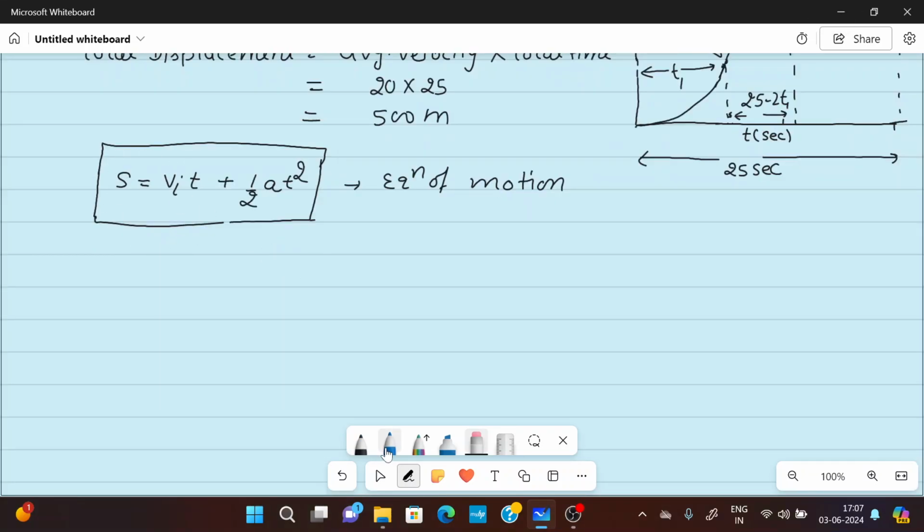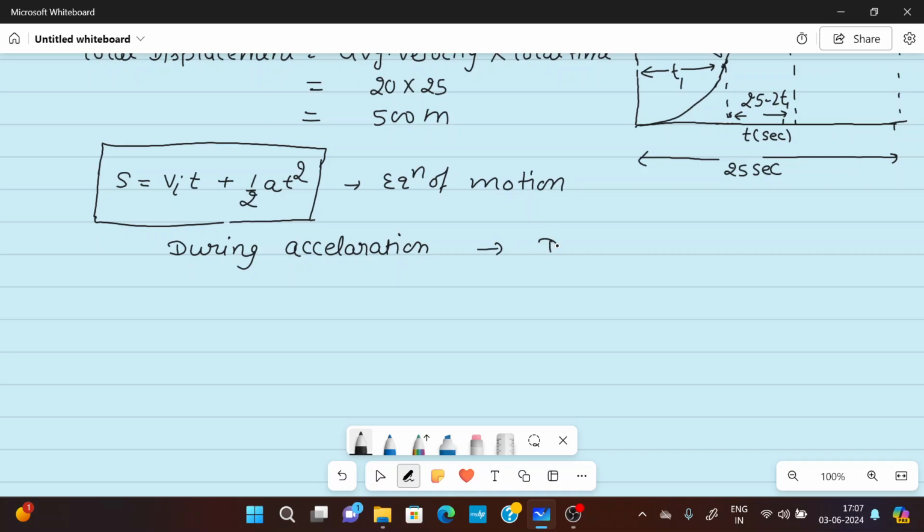Now from equation of motion, we have displacement is equal to initial velocity into time plus half into acceleration into time square. So this is the equation of motion of displacement in terms of initial velocity and acceleration. Now we'll find out the displacement during acceleration. During acceleration, let us say we denote the displacement by S1.